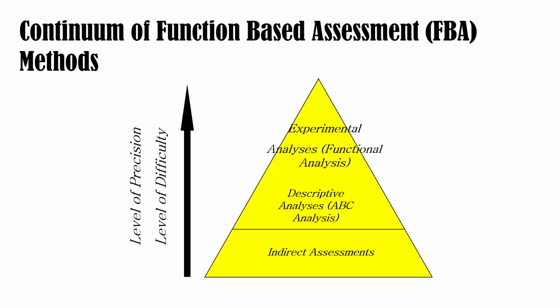Since you're not manipulating anything with the descriptive or indirect, they're just hypotheses. But with experimental analysis, since you are manipulating, you can be certain that you have found the function of the behavior. So higher level of precision, you can find the function, but higher level of difficulty. If you move up to this last strategy, you need more resources, more expertise, and things like that. So these are the three strategies for your function-based assessment.